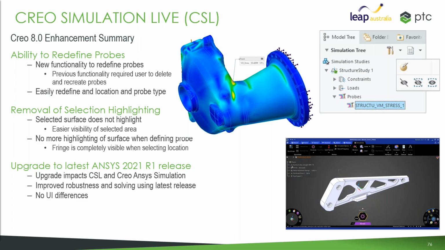In Creo 7, the main change was the introduction of fluids as well. So we could do more than just structural, thermal, and modal, and fluids now with Creo 7. In Creo 8, a few enhancements have been added: the ability to redefine your analysis probes to see where the results are. You can put a probe on a certain spot, and now we can move them around.